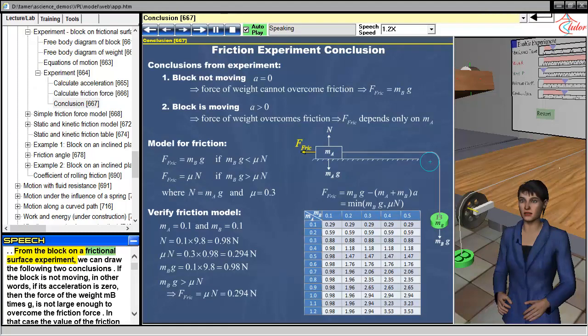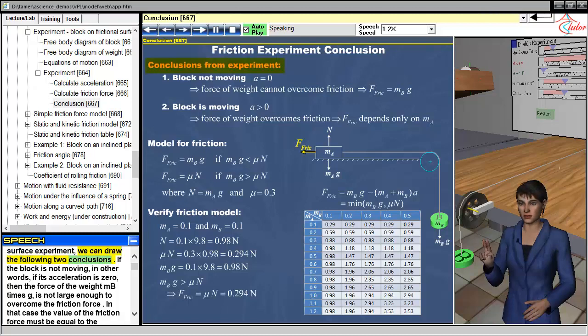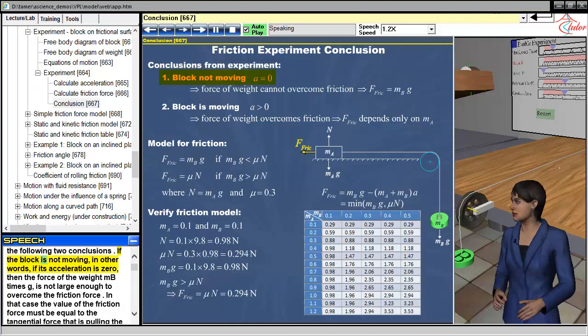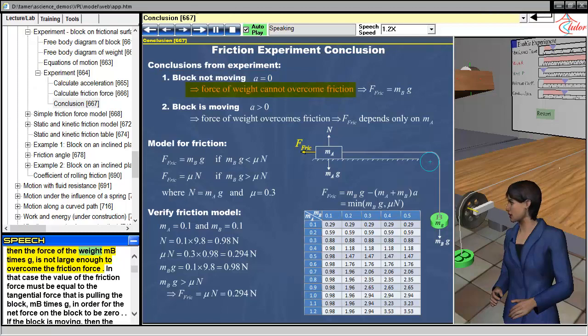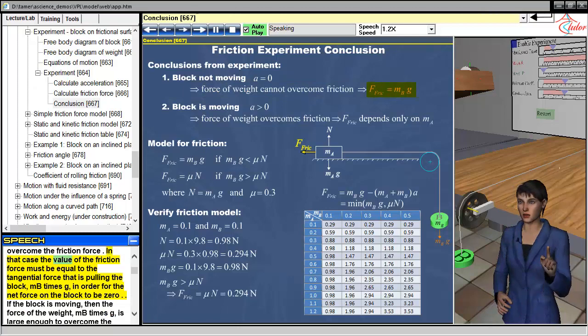From the block on a frictional surface experiment, we can draw the following two conclusions. If the block is not moving, in other words, if its acceleration is 0, then the force of the weight mb times g is not large enough to overcome the friction force. In that case, the value of the friction force must be equal to the tangential force that is pulling the block, mb times g, in order for the net force on the block to be 0.